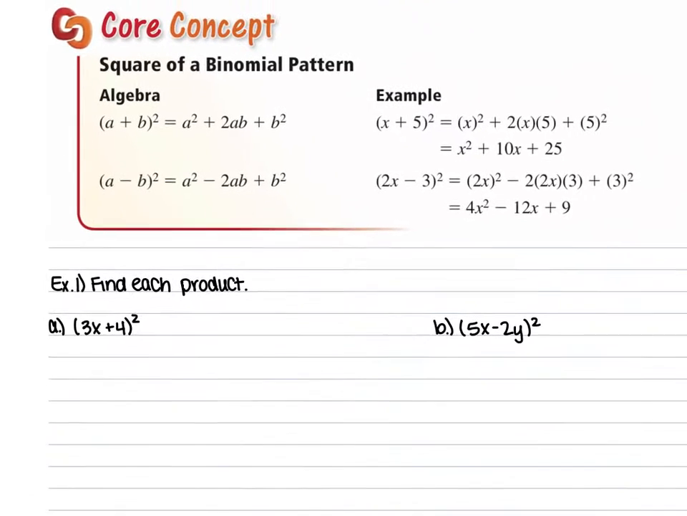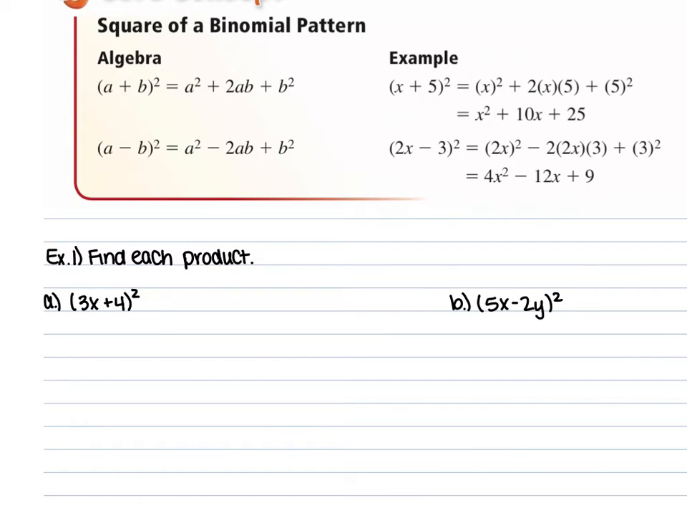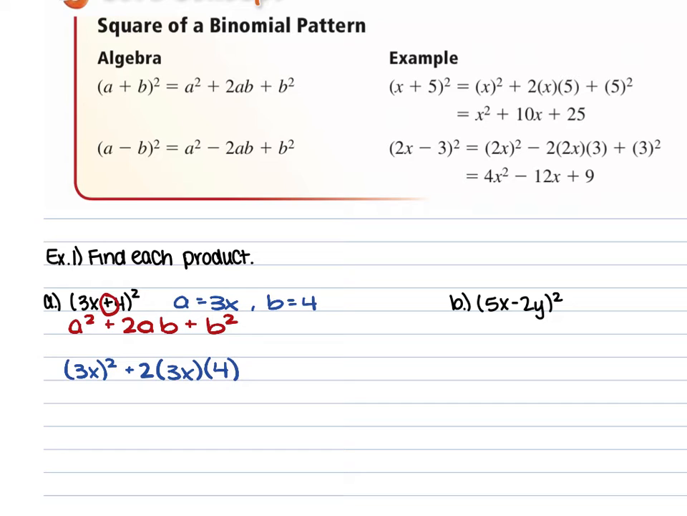So if we look at example A, we have 3x plus 4 squared. We have a plus sign here, so we are going to use the formula a squared plus 2 times a times b plus b squared. Our a is 3x, our b is 4. So we're just going to plug these in. So we're going to have 3x squared plus 2 times 3x times 4 plus 4 squared.